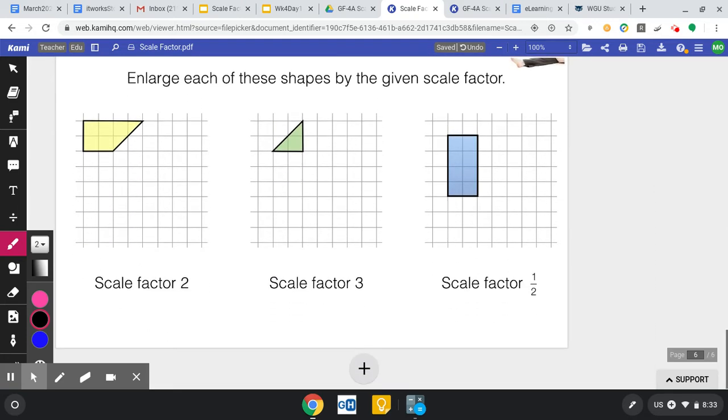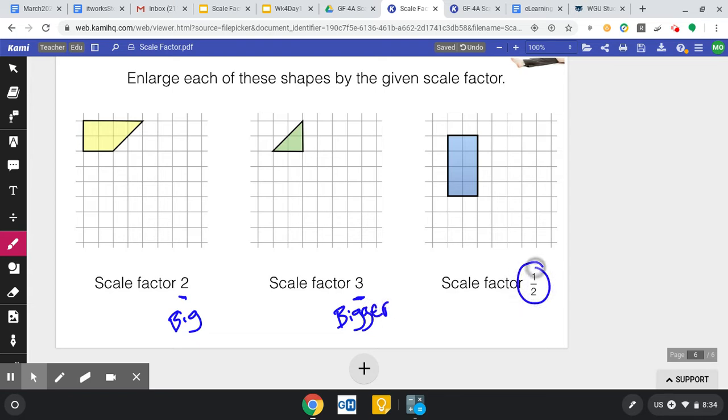Now here's where you're going to have to make sure you know how to graph to make life easier. We're going to enlarge each of these shapes by the given factor, so we know our shapes are most likely going to get bigger. Notice how for 2 and 3, they're whole numbers, so it's going to be a bigger picture. But for a half, that means our picture is going to get smaller.